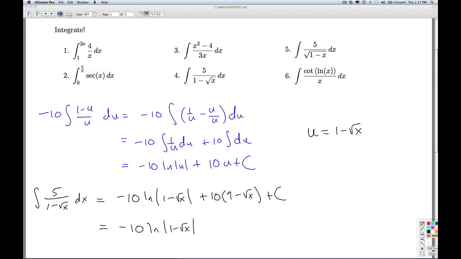If I multiply the 10 through here, I get 10 minus 10 radical x. Well, that plus 10 can be absorbed into the constant. And so I can rewrite the answer this way. Once again, it's a good exercise to start with this function, take the derivative, simplify, and see if we can get back to the original integrand. That'll do it for number 4.